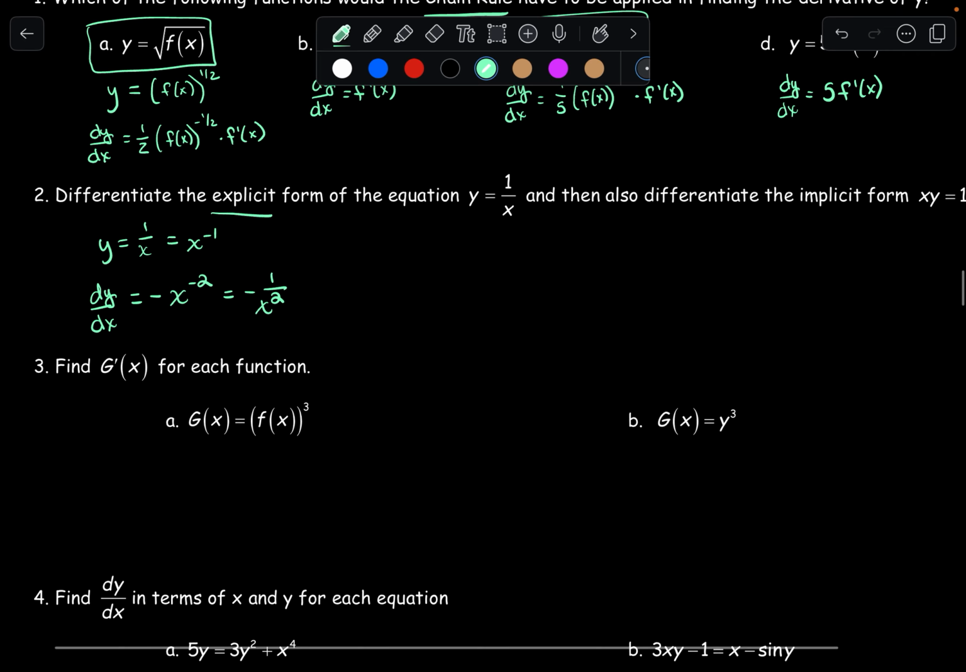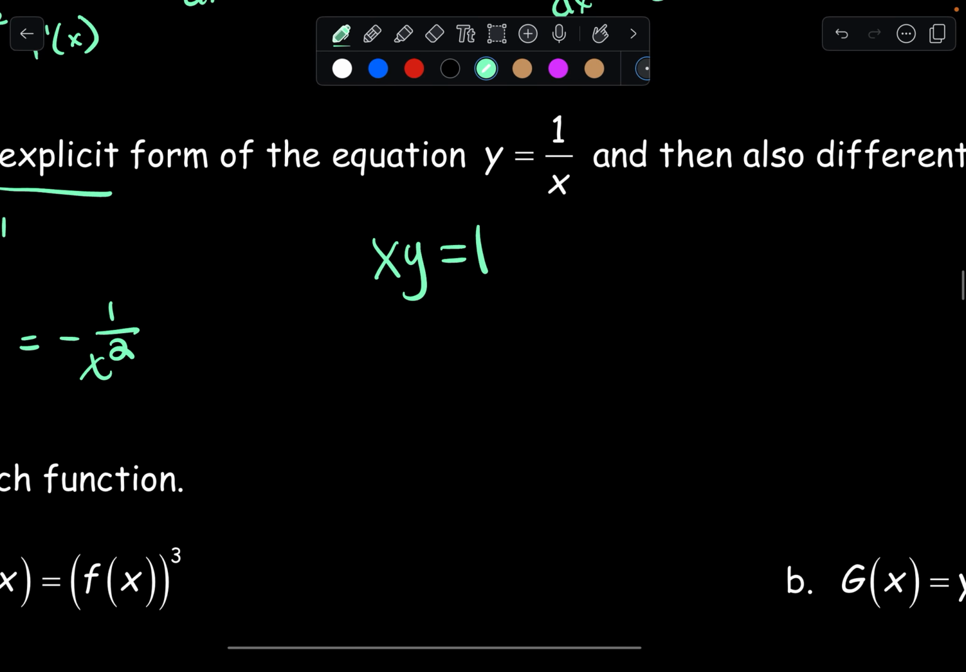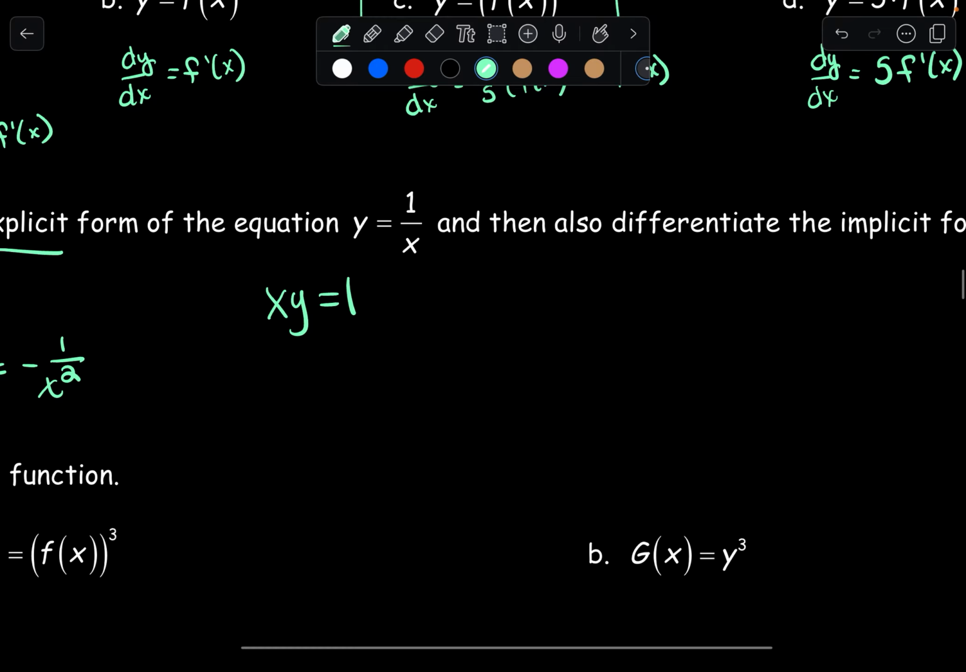All right, and then the second part says differentiate the implicit form xy equals 1. Okay, so we have x times y is equal to 1. Now this one is implicit because y is not isolated. We have x times y. However, you could write it in a way where y is isolated. You could divide both sides by x, but not every single implicit form will be that easy to manipulate to where you can isolate y. There will be times that you simply can't isolate y. So understanding how to implicitly differentiate is going to be important.